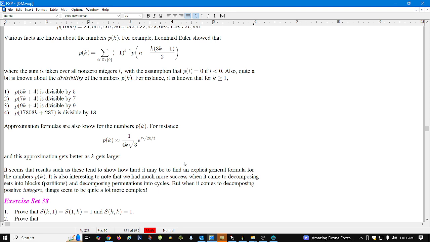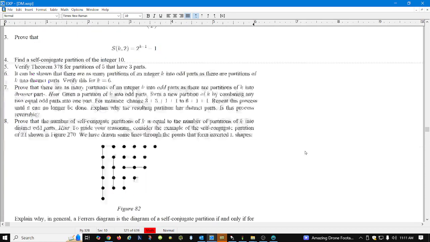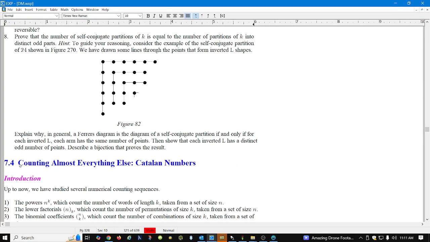Okay. All right, so that takes care of partitions of an integer, and we will move on to the last section in our advanced combinatorics material, counting almost everything else, Catalan numbers.